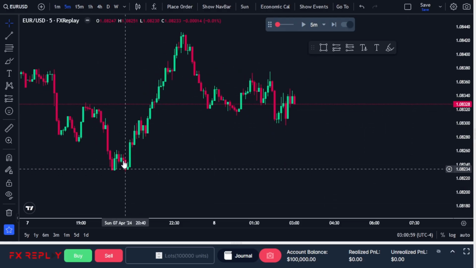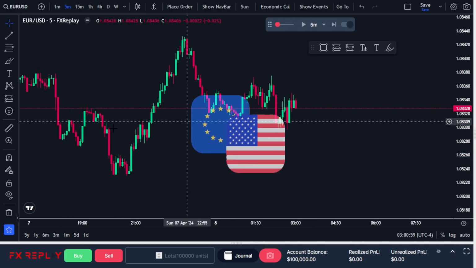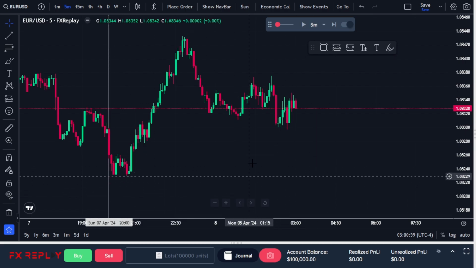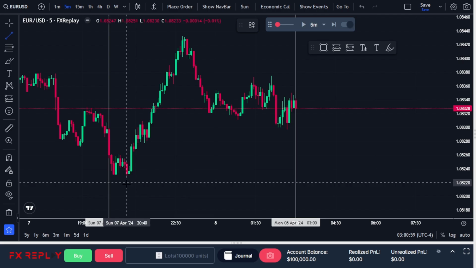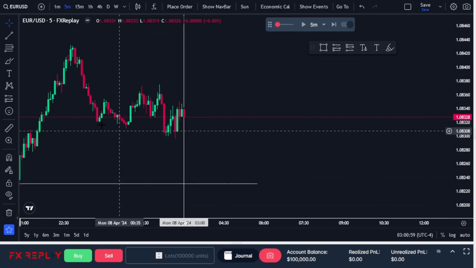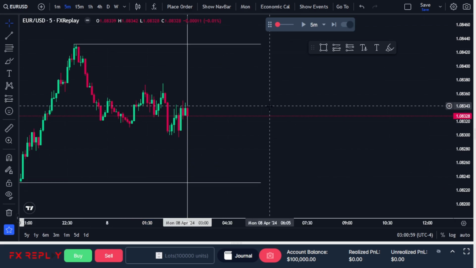We are on a 5-minute time frame for Euro USD. Let's mark the Asian session with vertical lines from 8 p.m. to 3 a.m. and its high and low of the Asian range. Let's play the price ahead and wait for the price to either violate the high or low of this range.